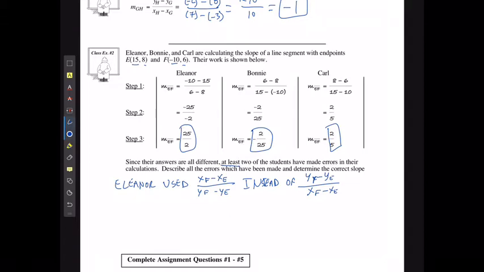For Bonnie, she wound up using y of f minus y of e over x of e minus x of f, which meant that she didn't stack up the correct points on top of each other. The f's should stack on top of each other and the e's should stack on top of each other.